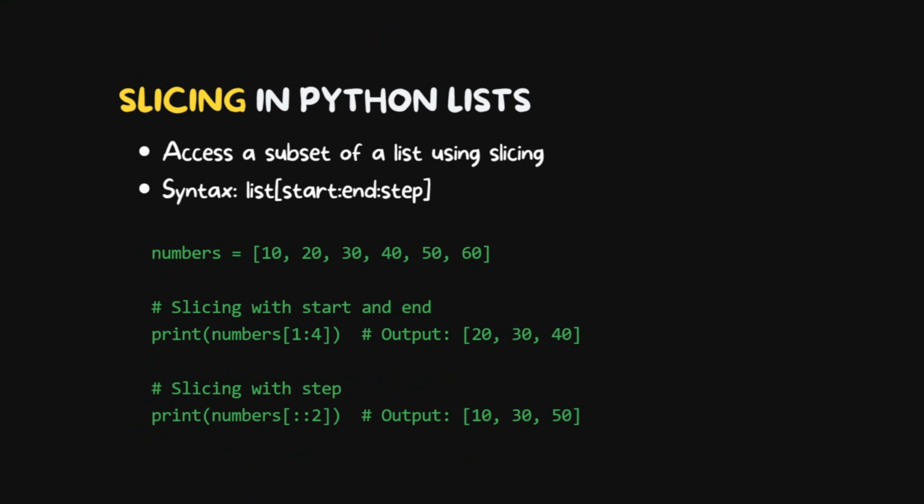Slicing is like cutting a cake. It lets you extract a portion of the list. We can use the syntax list[start:end:step]. Here's how it works. First we initialize a list of integers, numbers, then we slice with start and end. So 1 to 4 means the elements from index 1 up to 3 will be printed, where the indexes are 0, 1, 2, 3, 4 and 5. So 1, 2, 3 will be printed. Slicing is an elegant way to manipulate parts of your data without altering the original list.